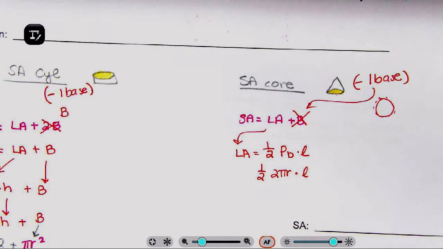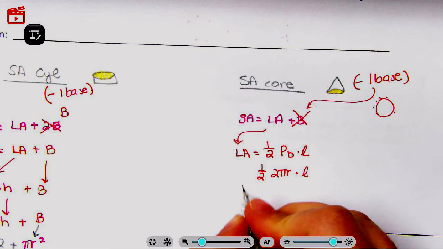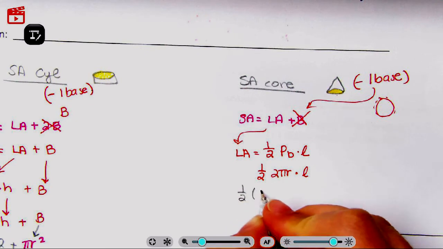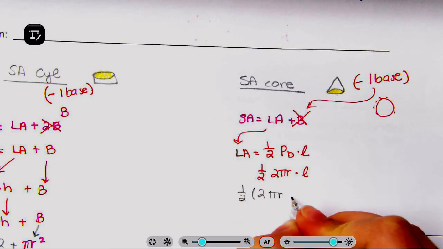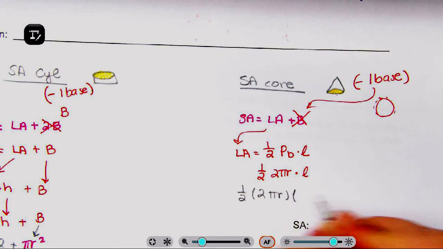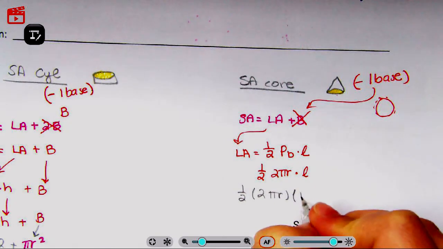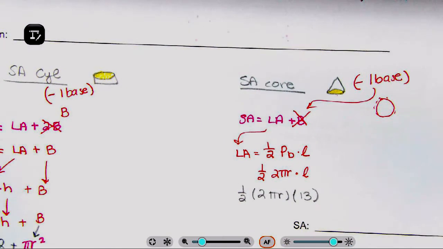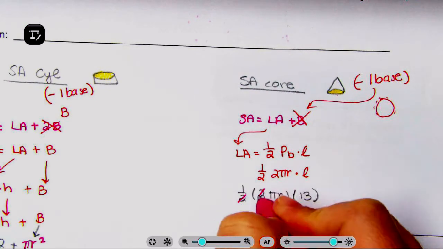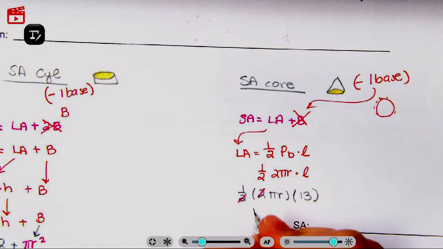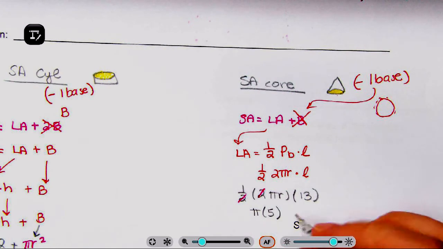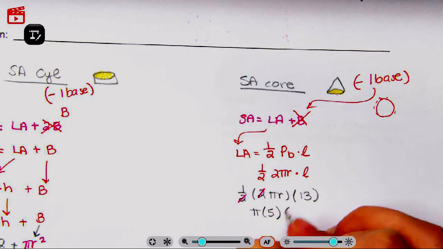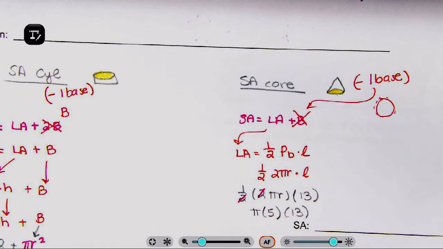Now let's go ahead and continue with cone. I have 1/2 times 2 pi r times my slant height, and in this case, they did end up giving us our slant height of 13. Notice that we can cancel stuff out. So we have just pi r, which is 5, and we have 13. 13 times 5.